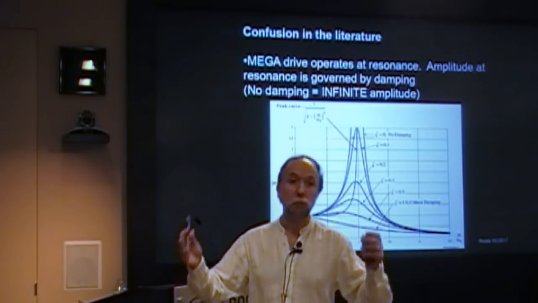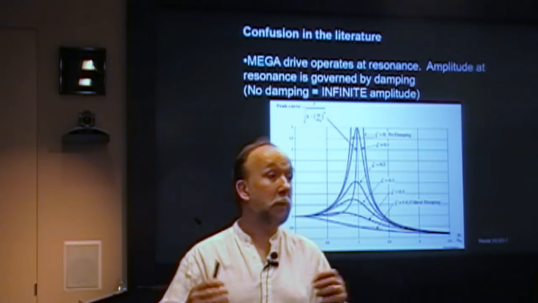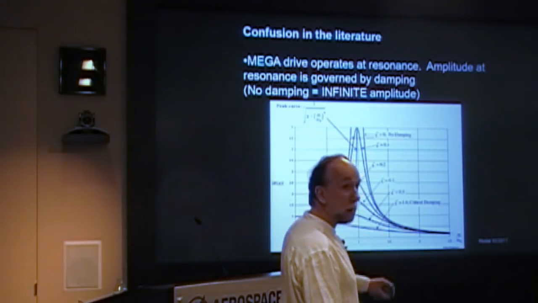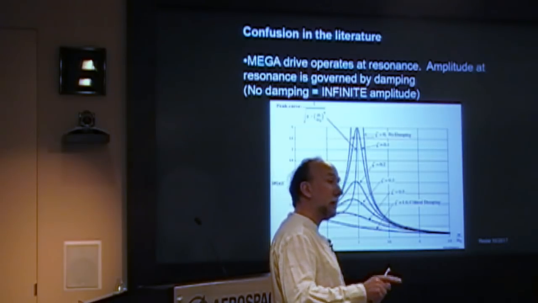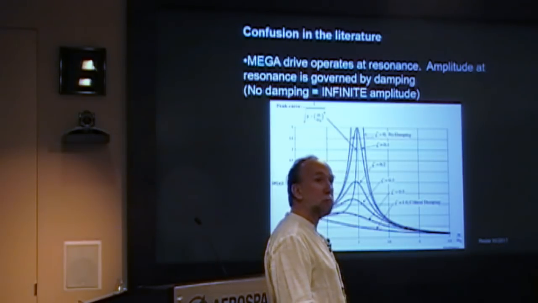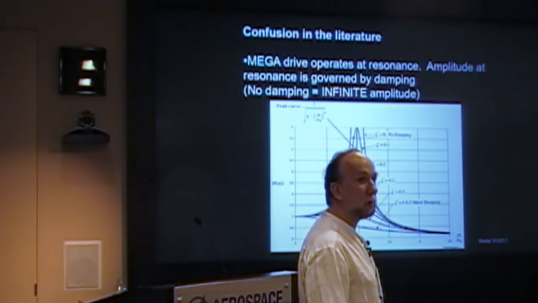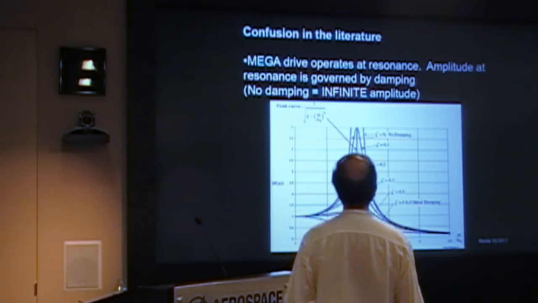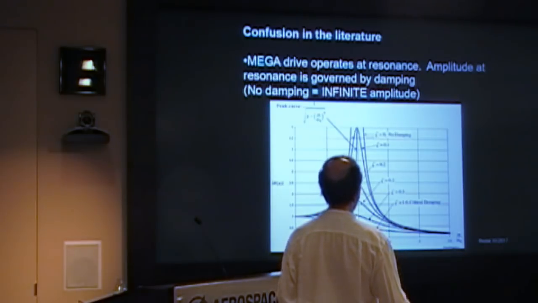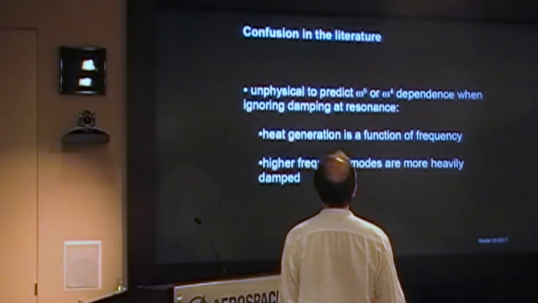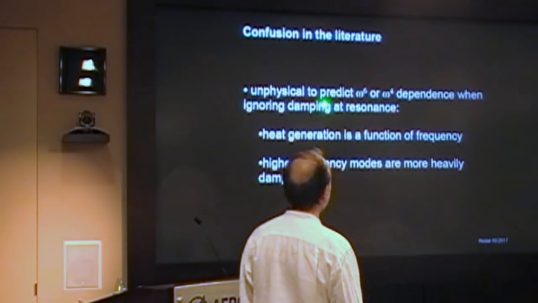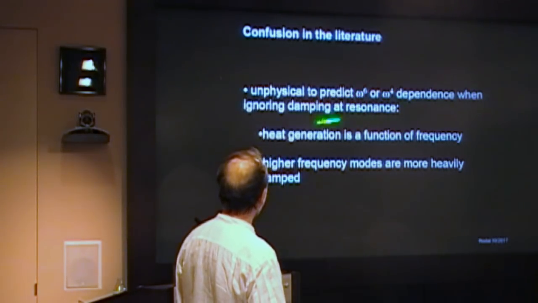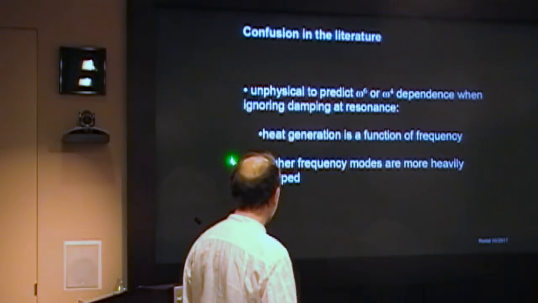On one hand, I have to have damping in order to have an energy fluctuation. But if I have too much damping, then my amplitude is going to be small. So actually, there is a sweet spot of damping in order to have the most energy fluctuation that you can find. Again, no damping, infinite amplitude, absurd. It's unphysical, therefore, to predict omega 6, omega 4, omega square, I don't care, when you're ignoring damping and resonance.